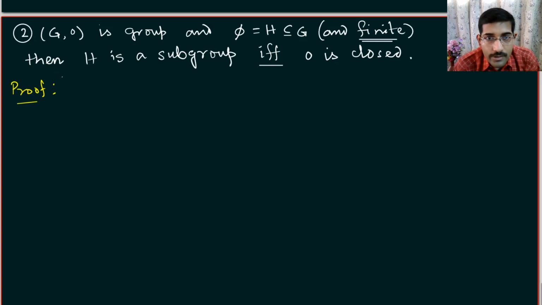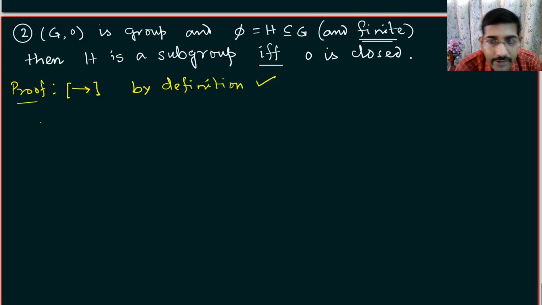So this part is very trivial because it is by definition. It's a group, so by definition, I am not going into the details of it. By definition, the first property says the closure should hold. So by definition, this is true. For the other part, if only this holds and H is finite, remember that H is finite is my own condition.